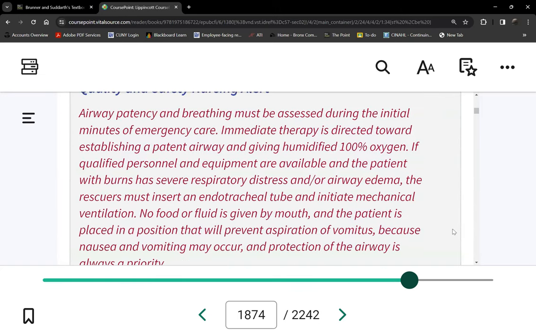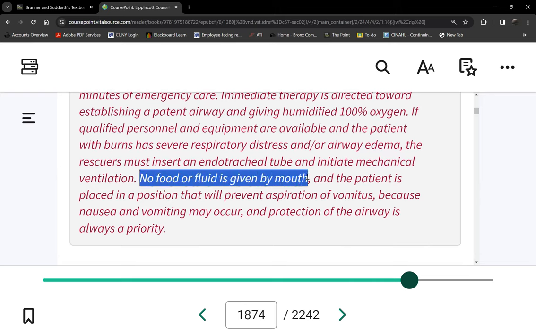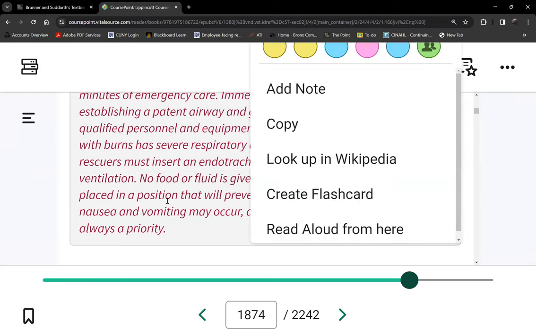We already talked about airway compromise, so that's your priority. We keep the patient NPO because we don't really know whether there's peristalsis or not. Plus, this may cause vomiting, and then the patient will end up aspirating. So NPO.